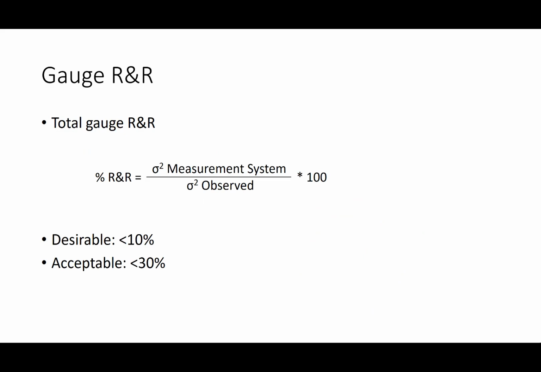The total gauge R&R is considered the total standard deviation squared of the measurement system divided by the standard deviation squared of the observed values times 100, and that gets you your R&R value. Typically speaking, less than 10% is considered acceptable or, if not excellent, variability, and less than 30% is a tolerable standard. This also may vary significantly based on the particular application, the cost of the gauging, or just the risk involved to having measurement error.